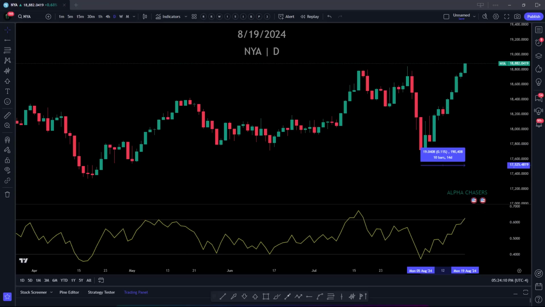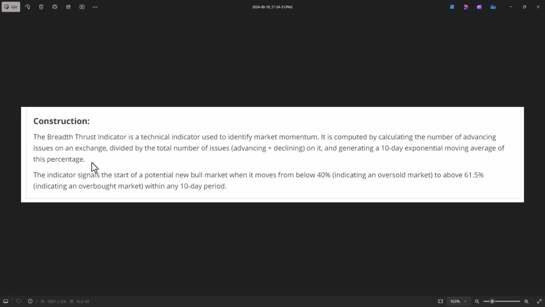Here's the technical definition. Now, technically, and this is from Sentiment Trader, but you can look this up online. Breadth thrust indicator is a technical indicator used to identify momentum, computed by calculating the advances divided by the total issues, advances plus declines. You come up with a 10-day exponential moving average. When you go from 40% to 61.5% within any 10-day period.